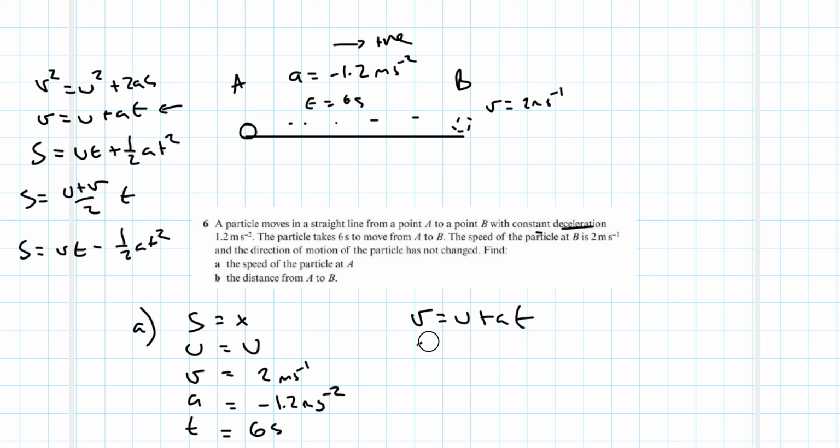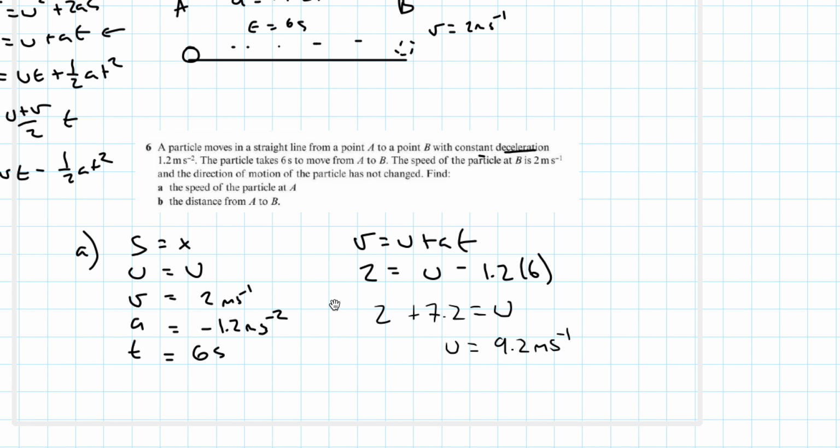We can substitute in our values, so we have 2 equals u minus 1.2 times 6. Again, the negative comes from the fact that we have a negative acceleration. First of all we're going to rearrange. If we do 1.2 times 6, we get 7.2. So 2 plus 7.2 is equal to u, and that means that u is equal to 9.2 meters per second. If we move on to part B, it wants to find the distance from A to B.